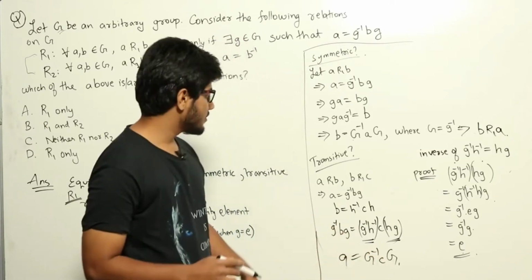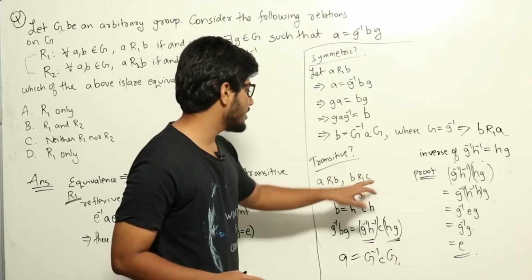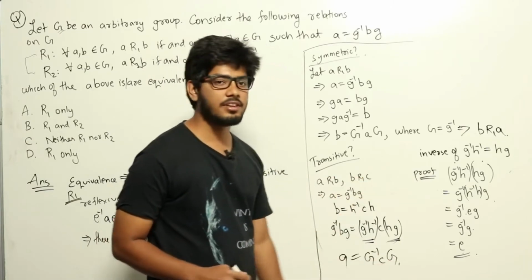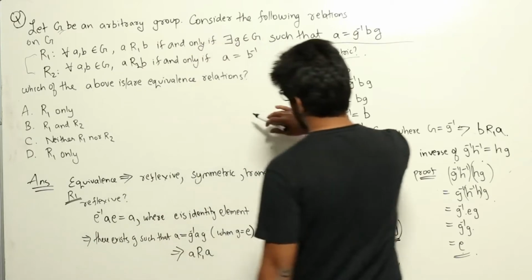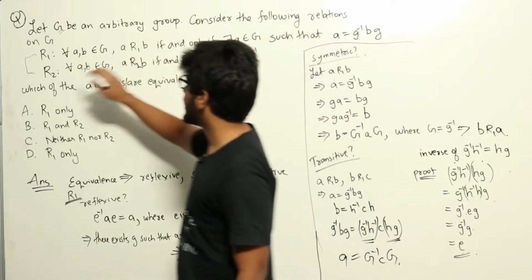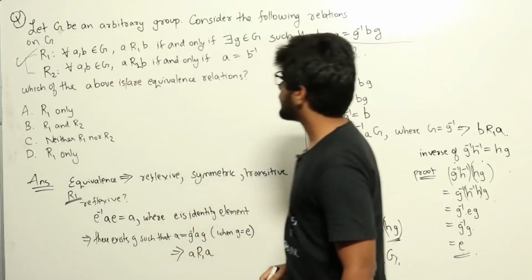So we have shown if A is related to B and B is related to C, A will be related to C. So this relation is reflexive, symmetric and transitive, meaning R1 is an equivalence relation.